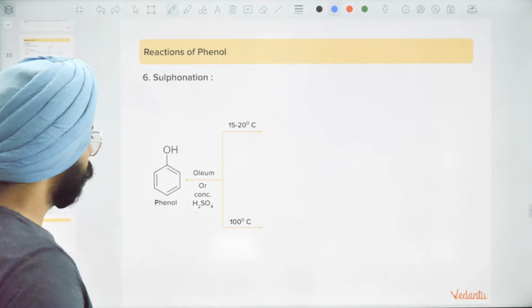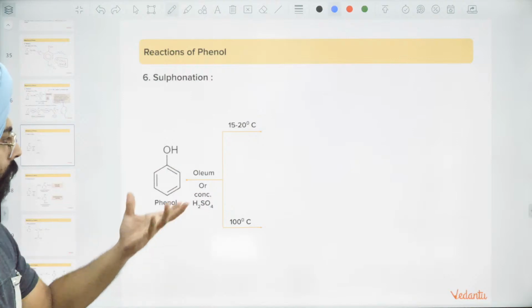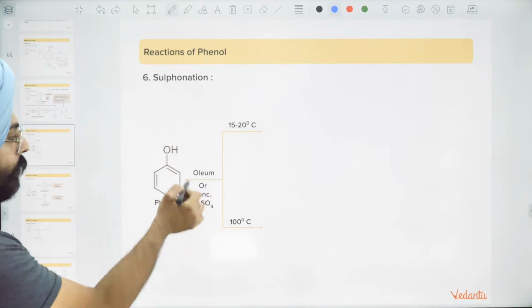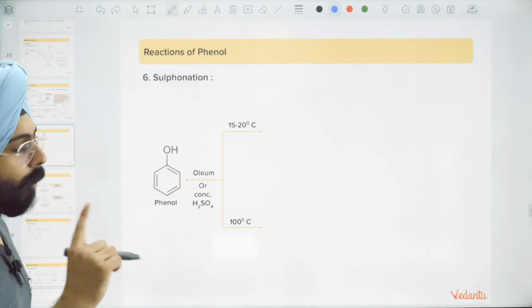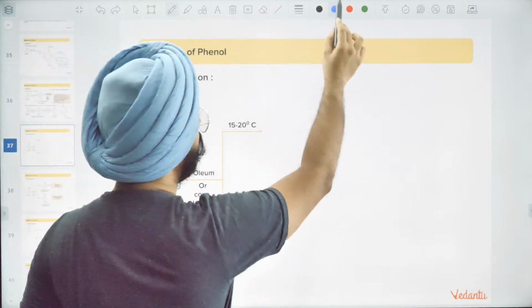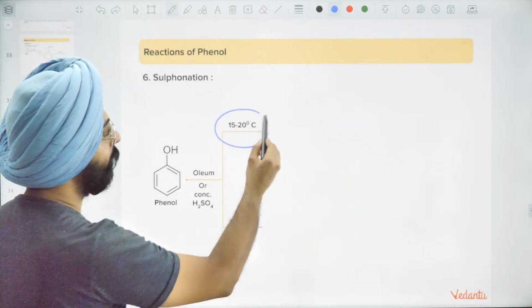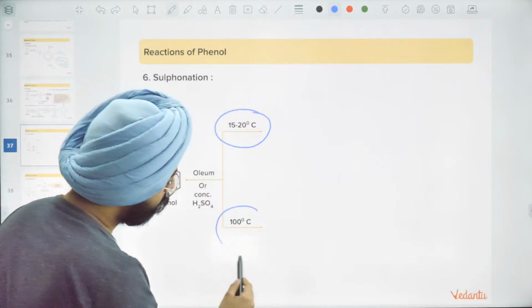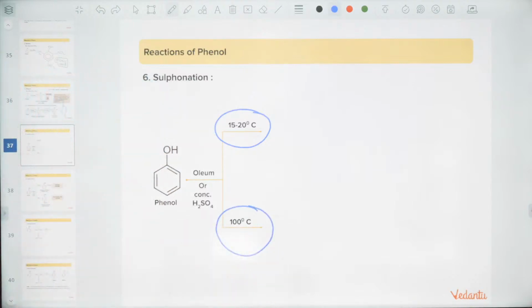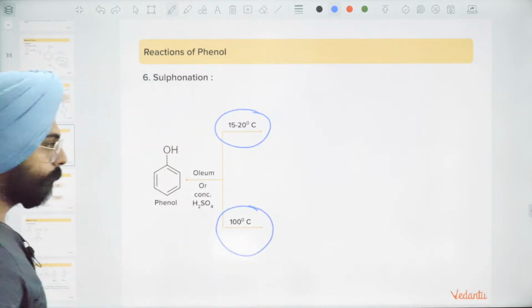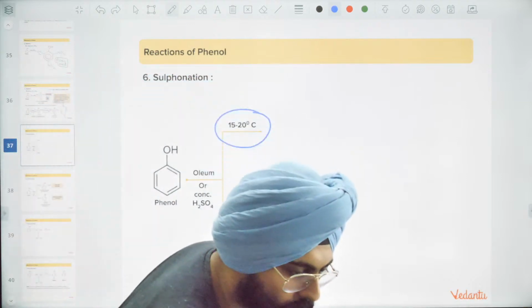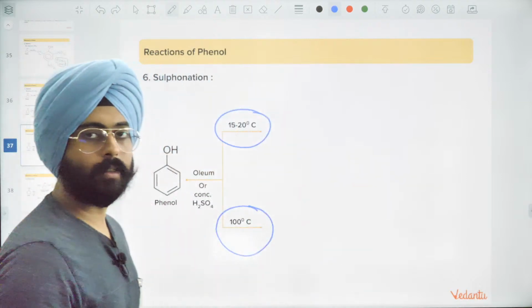So now, my dear friends, this is a reaction where oleum is reacting with phenol. Okay, concentrated H2SO4 is reacting with phenol. But the thing is, you are doing it in 2 different conditions. You are doing it either at 15 to 20 degrees Celsius or you are doing it at 100 degrees Celsius. Yeah.